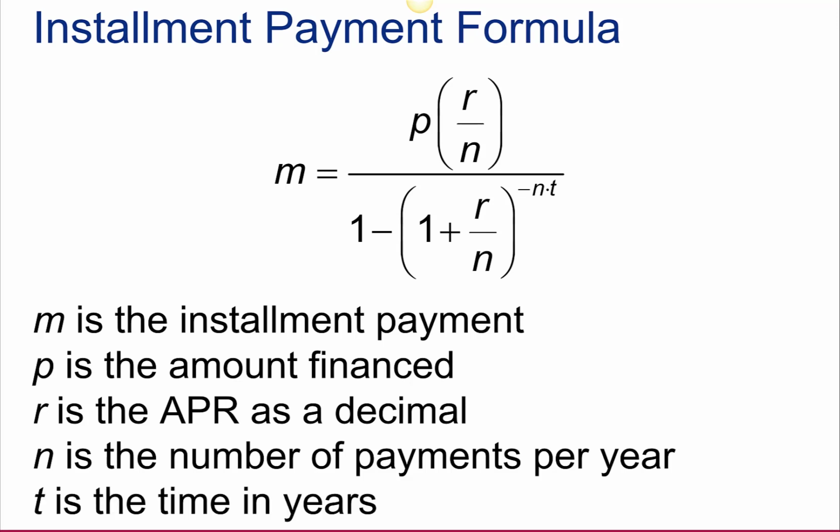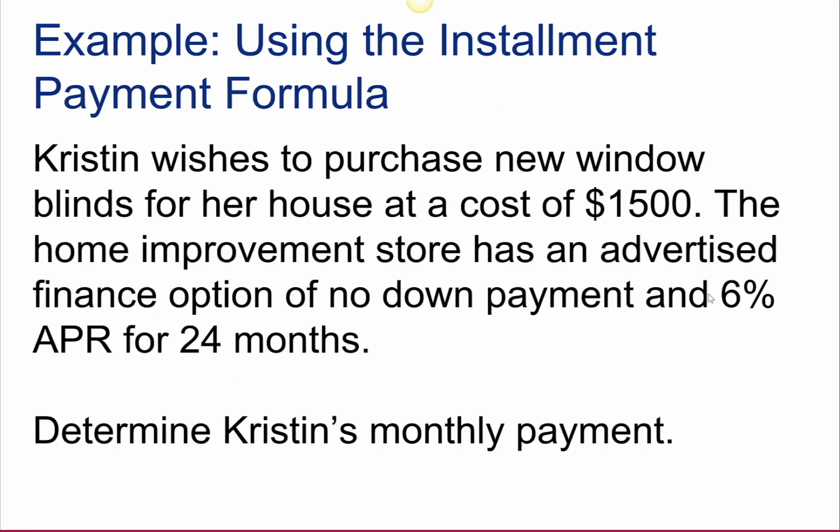And I want to point out in the denominator here, there's a negative exponent. That's really, really important that you see that, because otherwise you're not going to get the right answer when you work the problem. So if you notice right here, there's a negative exponent. So let's work an example.